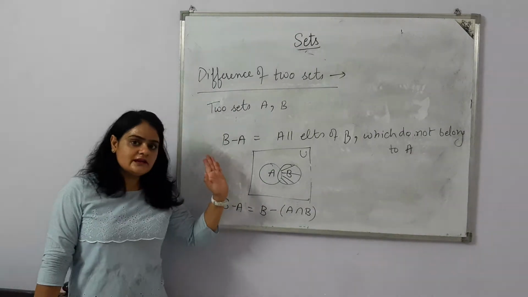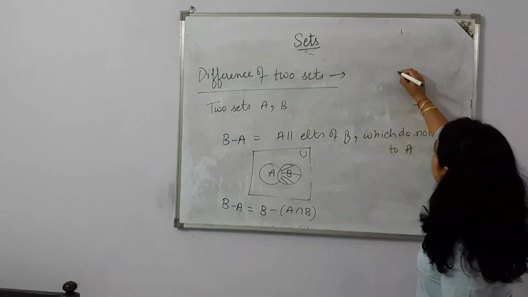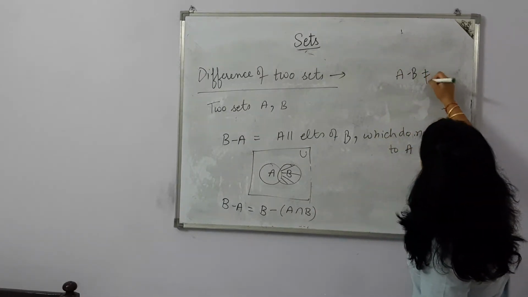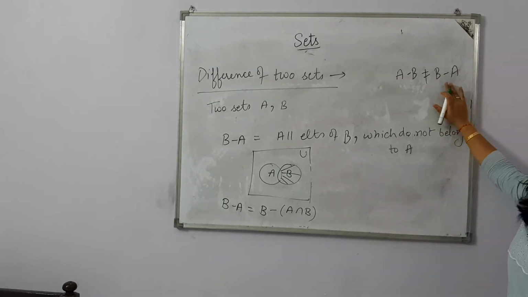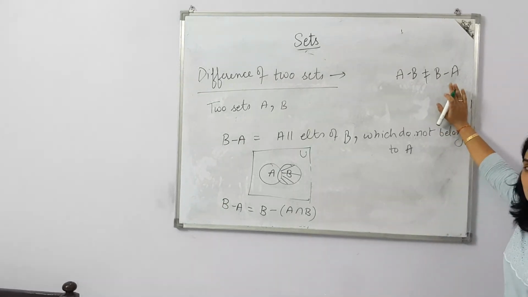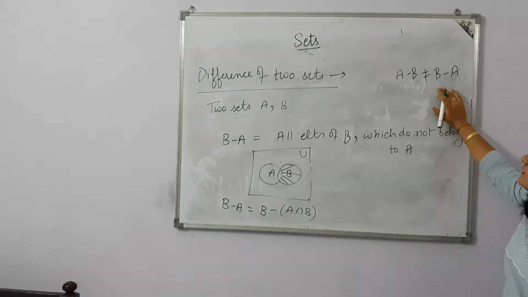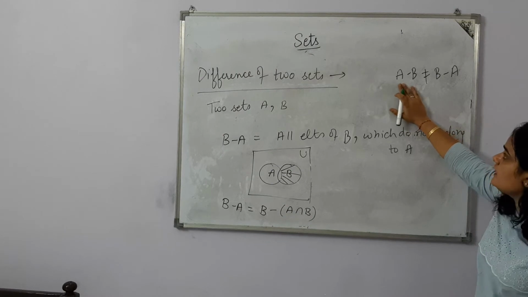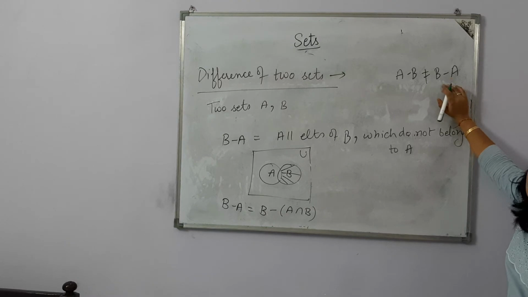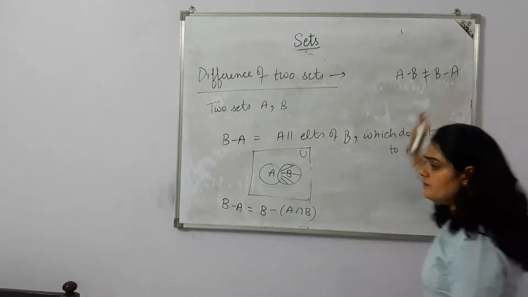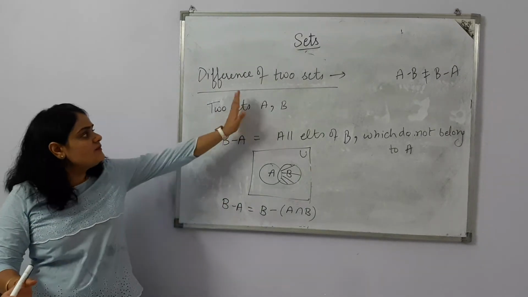Hope both are clear. Now from the Venn diagram you learnt one thing, that A minus B is not equal to B minus A. So both subtractions are different. In A minus B we are taking all the elements of A which do not belong to B. Here we are taking all the elements of B which do not belong to A. So the meaning is different. Hope the difference is clear.